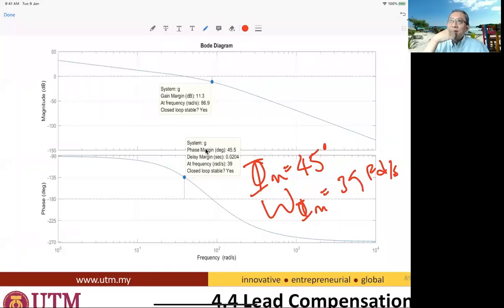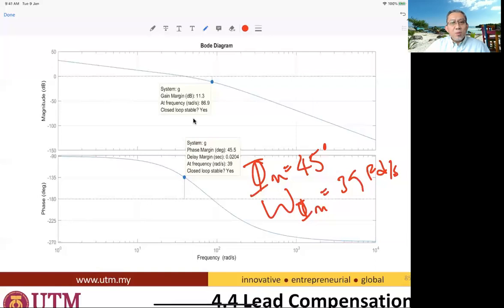The second difference is the ZC and PC value. For lead compensator, ZC is less than PC. For lag compensator, ZC is greater than PC. What is ZC and PC? ZC and PC are the break frequencies of the compensator. Okay, so those are the two differences between lead and lag compensator. Any question? Time remaining 2 minutes.